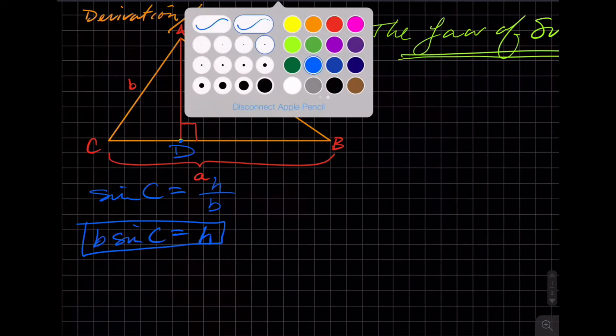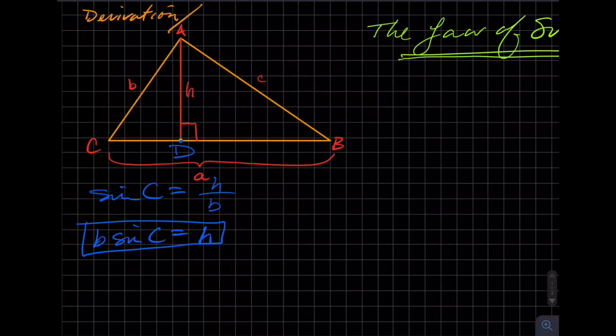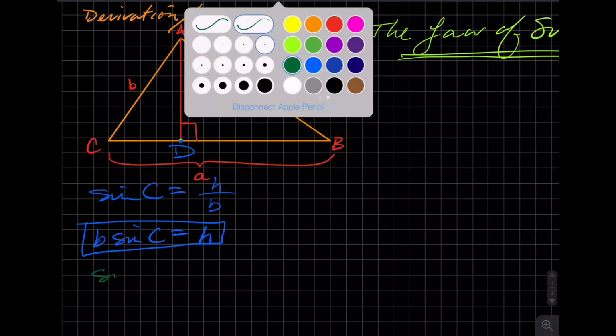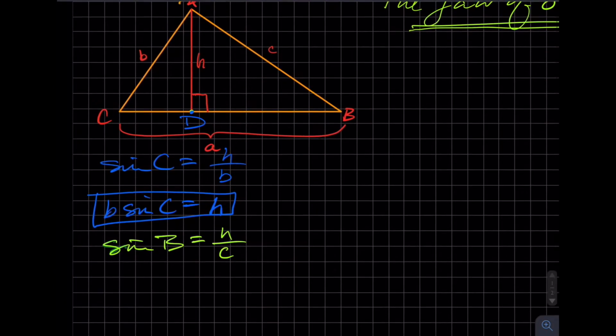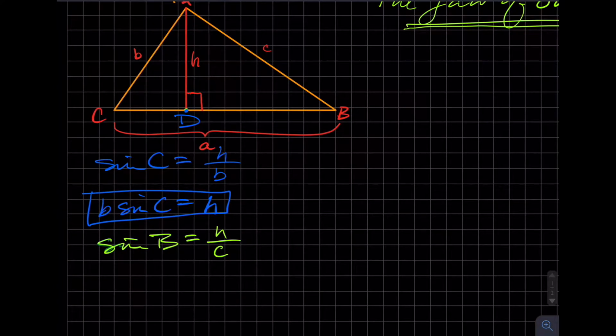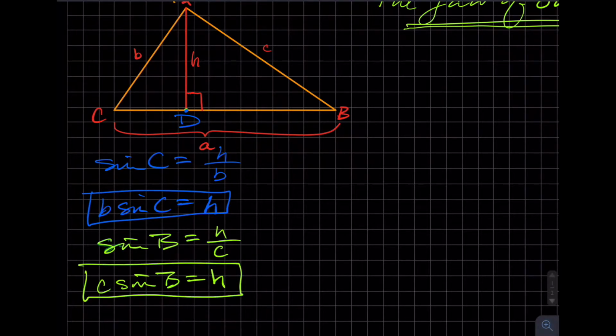In the meantime, I'm going to take the sine of angle B. The sine of angle B is the length of the opposite leg, H, over the hypotenuse c of the right triangle. I'm going to multiply both sides by c, so I get c sine of angle B is equal to H.